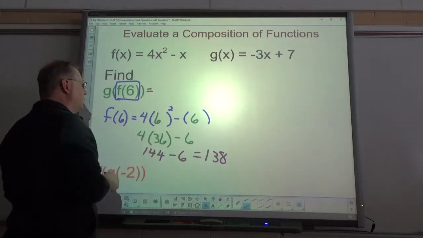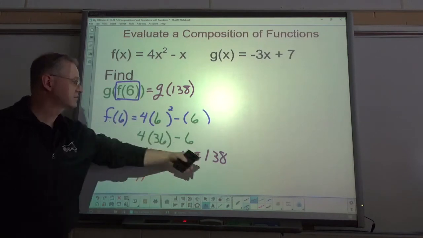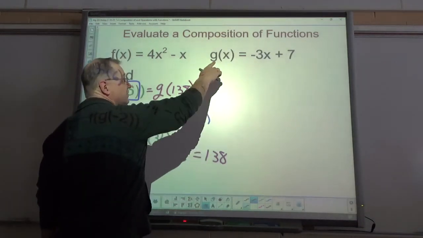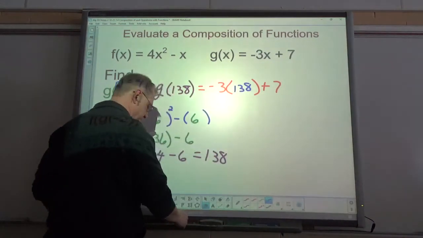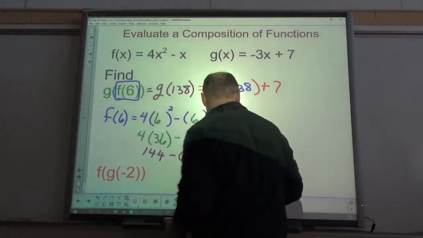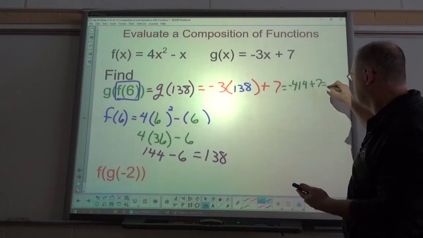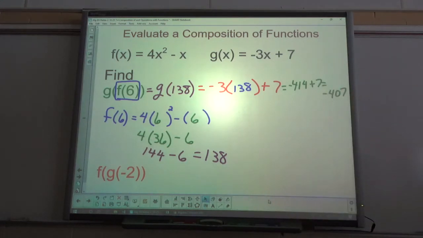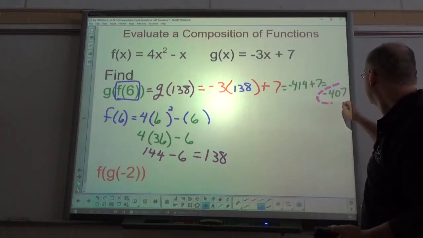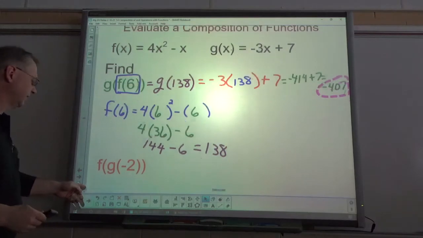We're going to go up here and say g of 138, because we're replacing the f of 6 with the value of it, which is 138. Now g of x in this case is negative 3 times x plus 7, and we're going to fill it in with 138. So when I multiply, I get negative 414 plus 7, or negative 407. So g of f of 6 is negative 407. That's how you do evaluating a composition of functions. Now I could do the same thing with this one, and I suggest you give it a try.